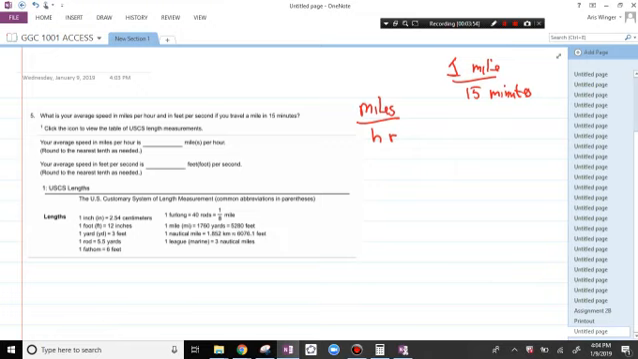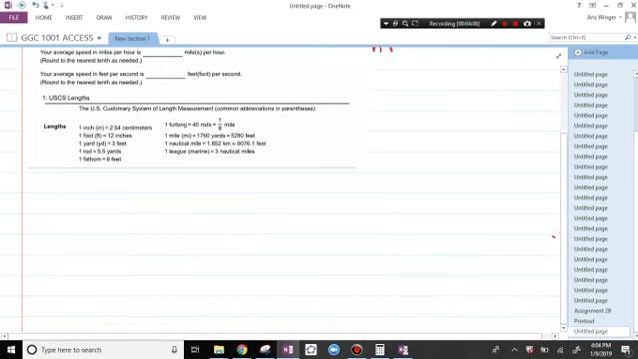So your average speed in miles per hour is this. So you would drive 1 mile in 15 minutes. So we want to switch to miles per minute. So 1 mile every 15 minutes. We're going to try and switch it to miles per hour.